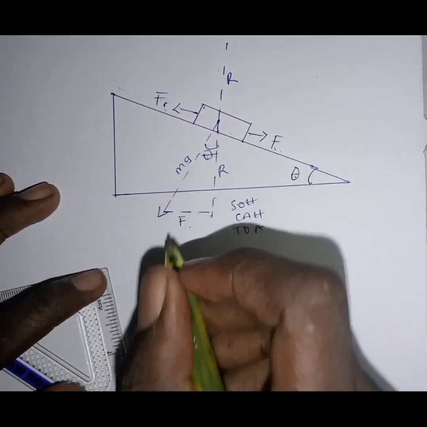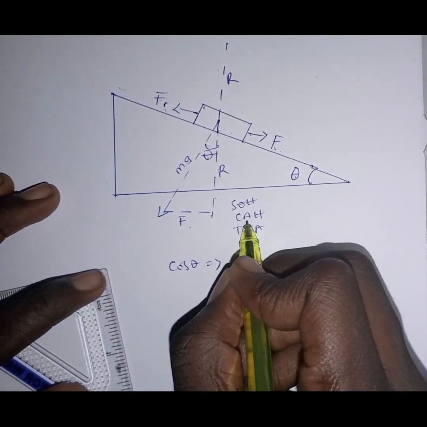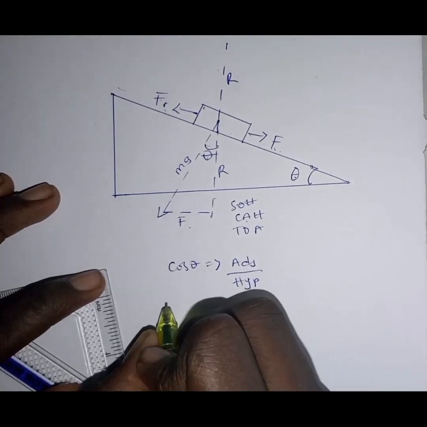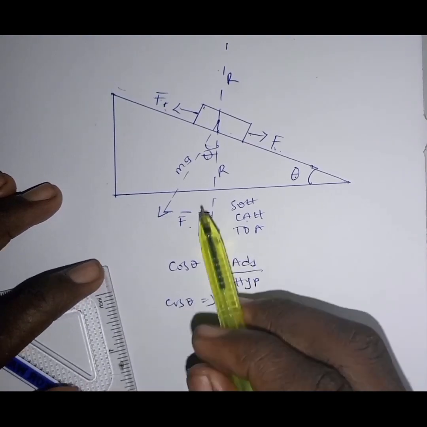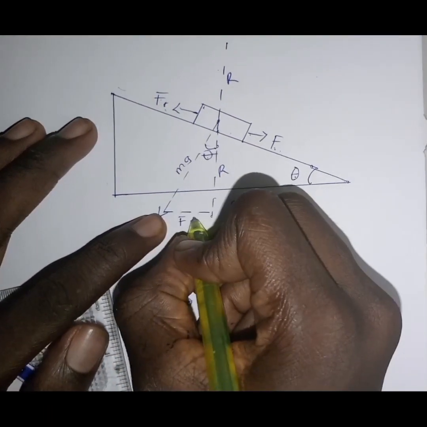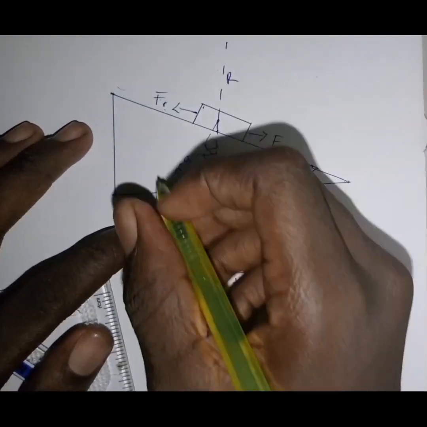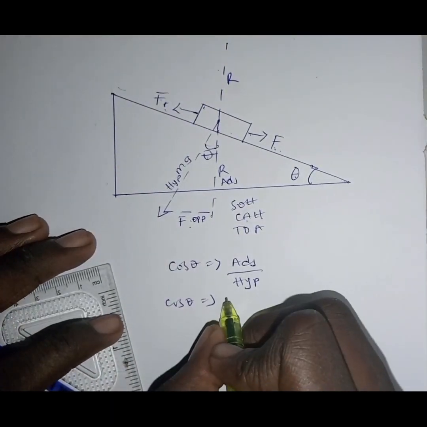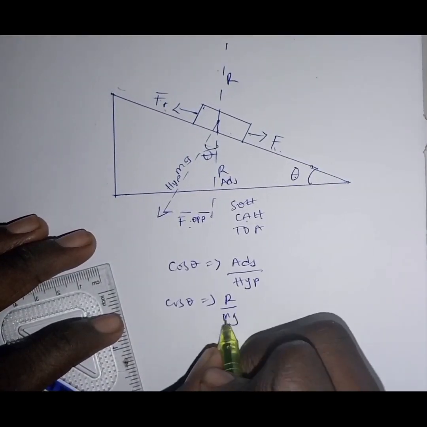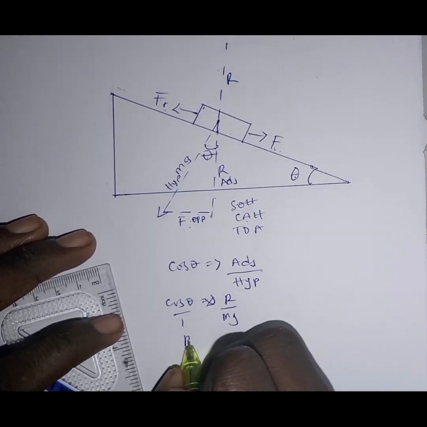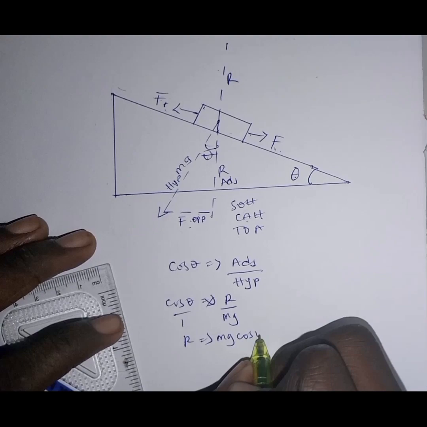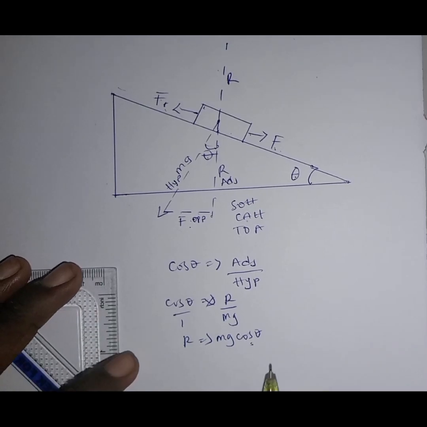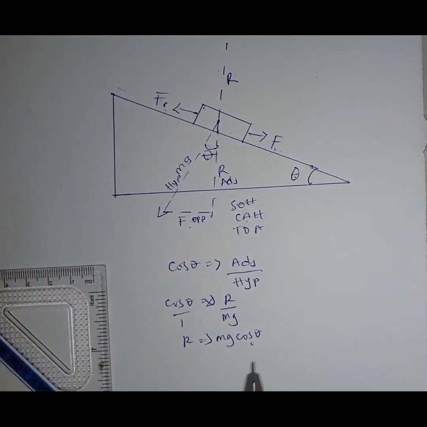So how do we do this? If we take cos theta, cos is adjacent over hypotenuse. The side facing the angle is called the opposite, and the longest side is called the hypotenuse. The last side is called the adjacent. So you have adjacent over hypotenuse, so it will be N over mg. Cross multiplying, we'll have N equals mg cos theta. So for our normal on the inclined plane, this is the formula to calculate the normal.